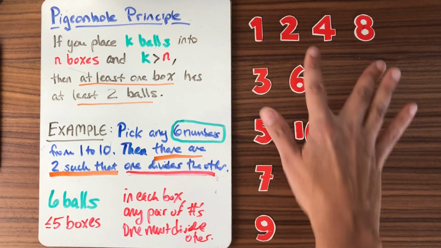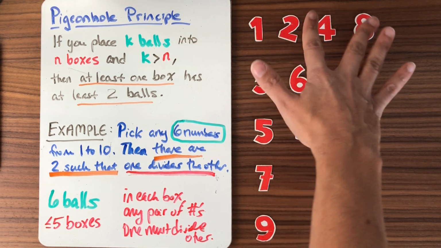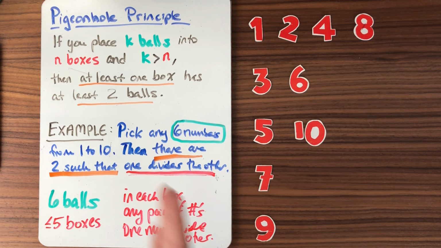If I pick the 3 and the 6, check. If I pick the 2 and the 8, the 1 and the 4, the 2 and the 4, any of these 2, yes. So by the pigeonhole principle, I've succeeded. But now think about it a little more broadly.